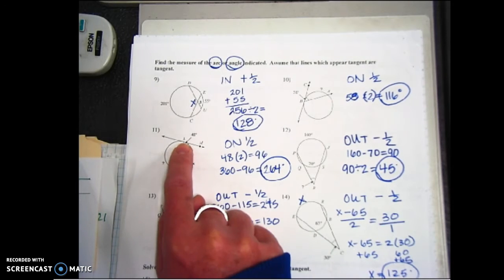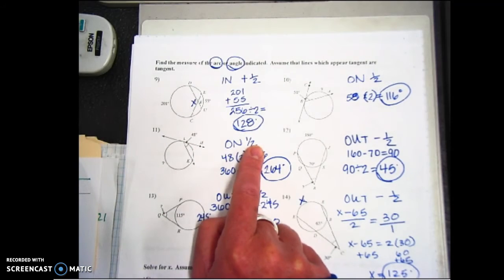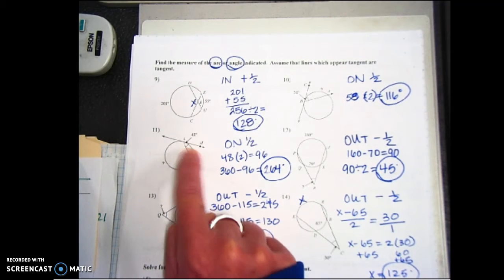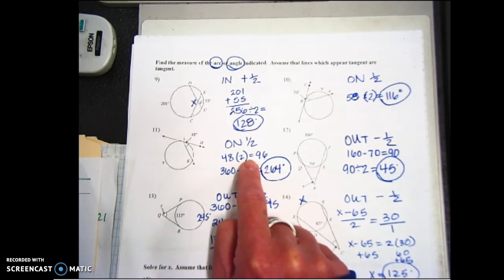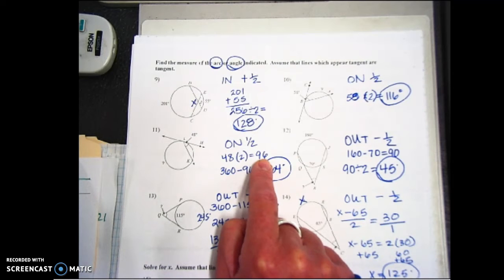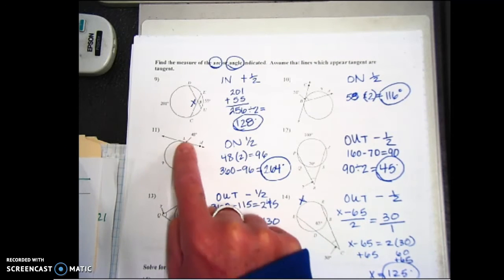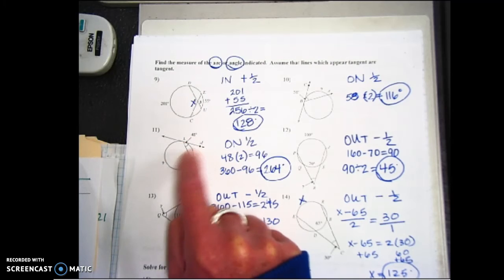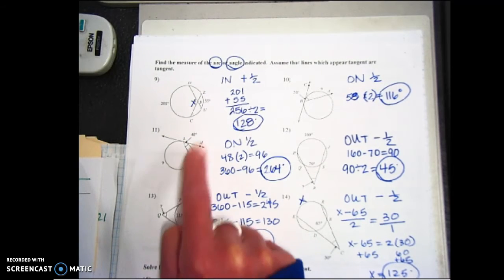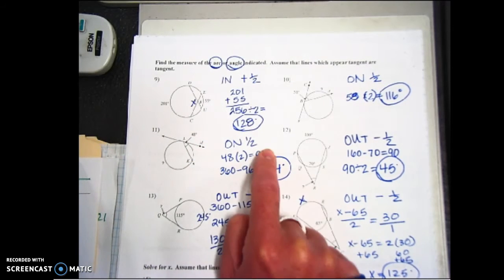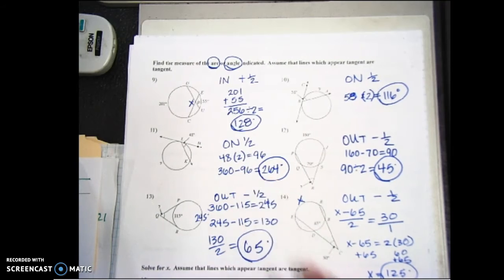Number 11, the vertex is on the circle, so you're going to take half. But since you're going from the angle to the arc, you're going to double it to get 96. That gives you that much of the arc, but they want this much of the arc. So total 360, subtract the piece you know, you get 264.